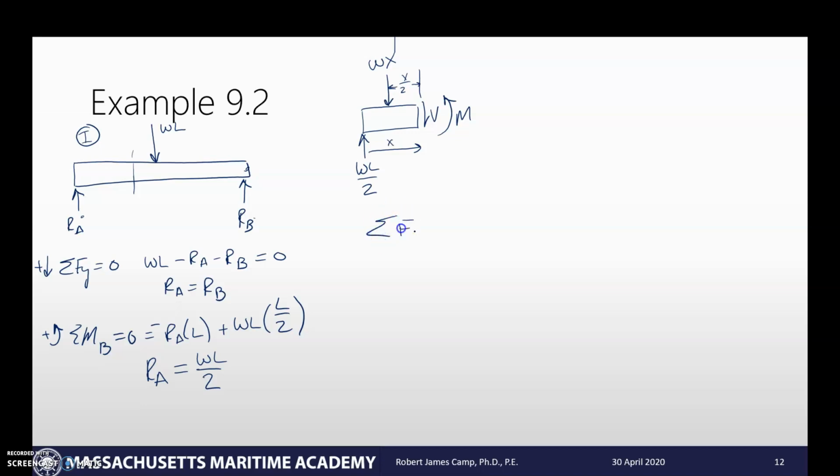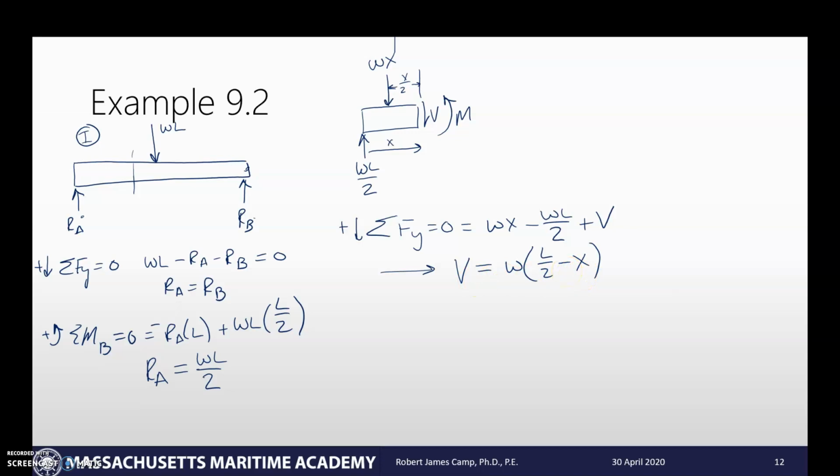So the sum of the y forces, downward is going to be positive, equals 0. So that's Wx minus WL over 2 plus the shear force, because that's what we're trying to solve, will end up equaling 0. So if we move the shear force to the other side, and if we collapse this down a little bit, what we'll have is W times L over 2 minus x. So here's our shear equation. It's a linear equation with a negative slope.